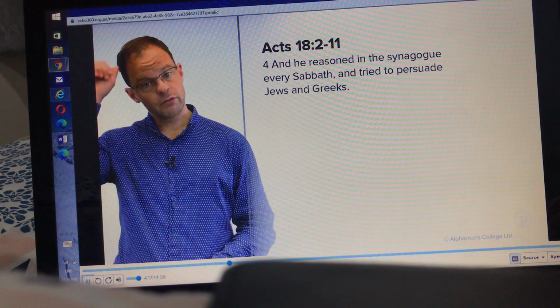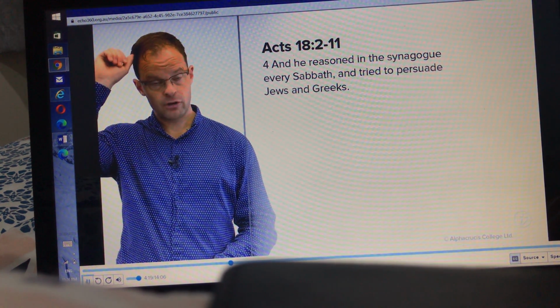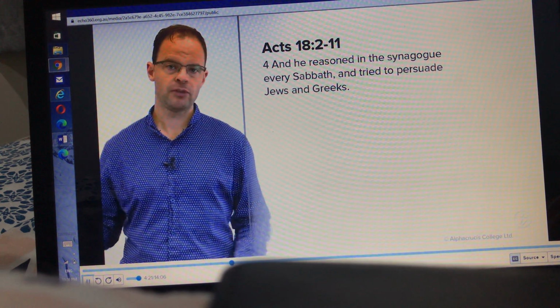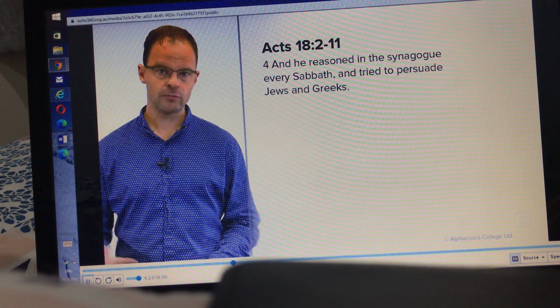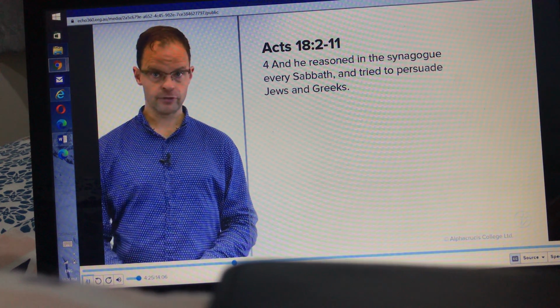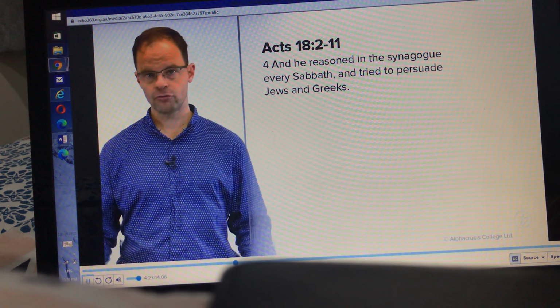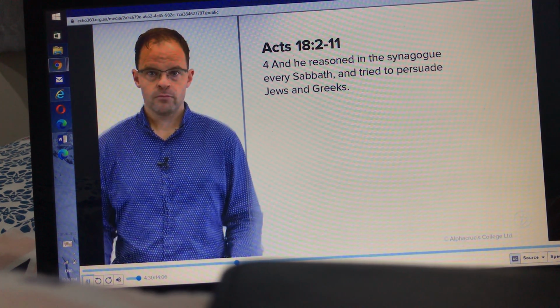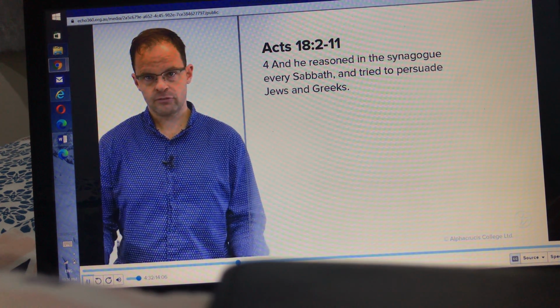It says in verse 4 that he reasoned in the synagogue every Sabbath and tried to persuade Jews and Greeks. This is Paul's MO. This is the way that Paul does things. He turns up to a city, the first place he goes is the synagogue. Why the synagogue? Because there's Jews there. Why are they going to listen to him? Because he's a Pharisee. He's still Saul of Tarsus.